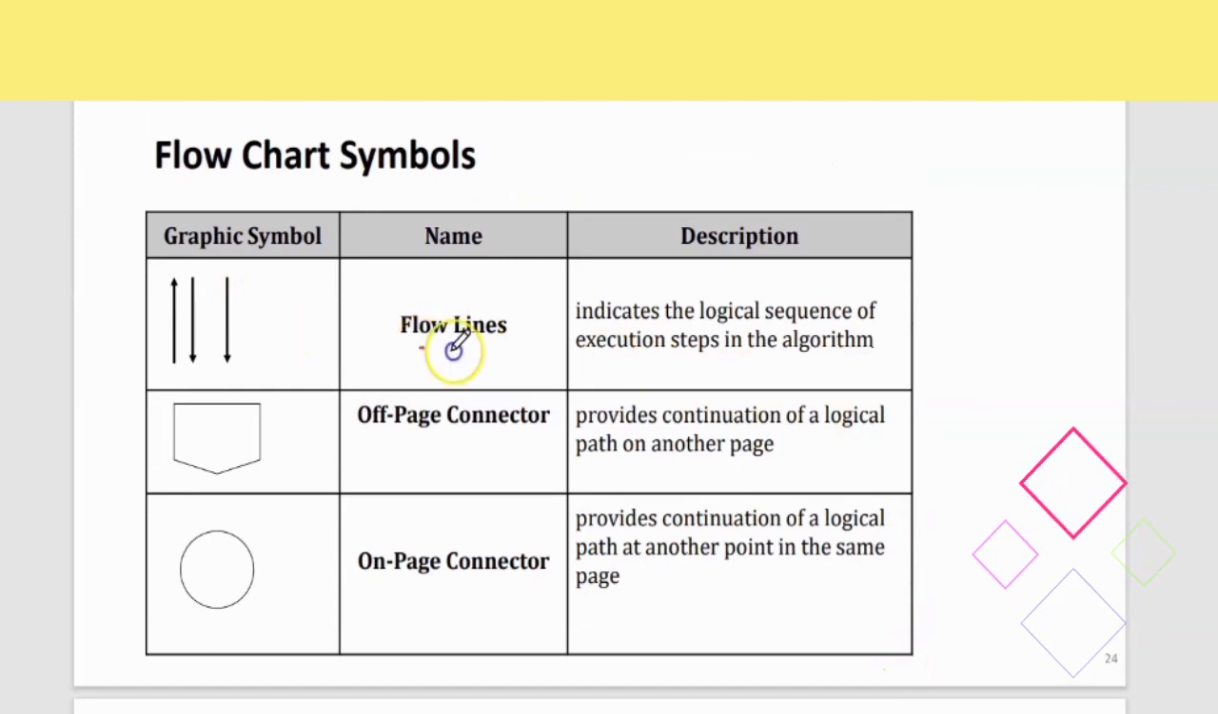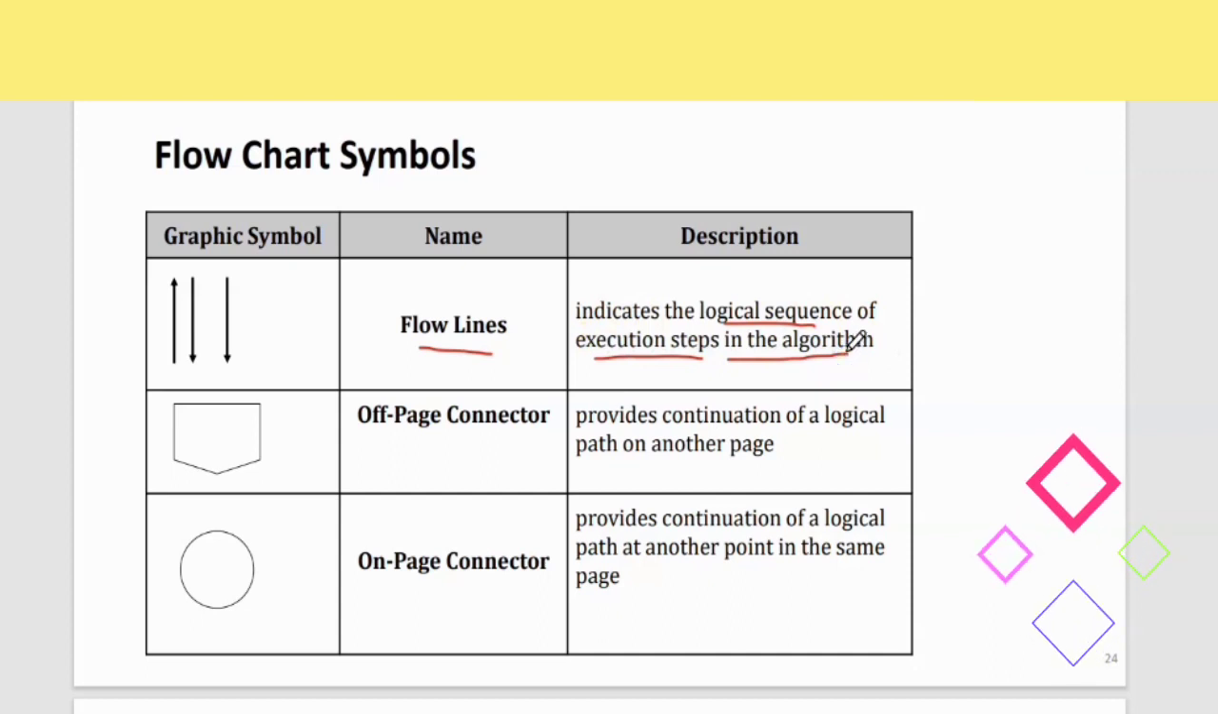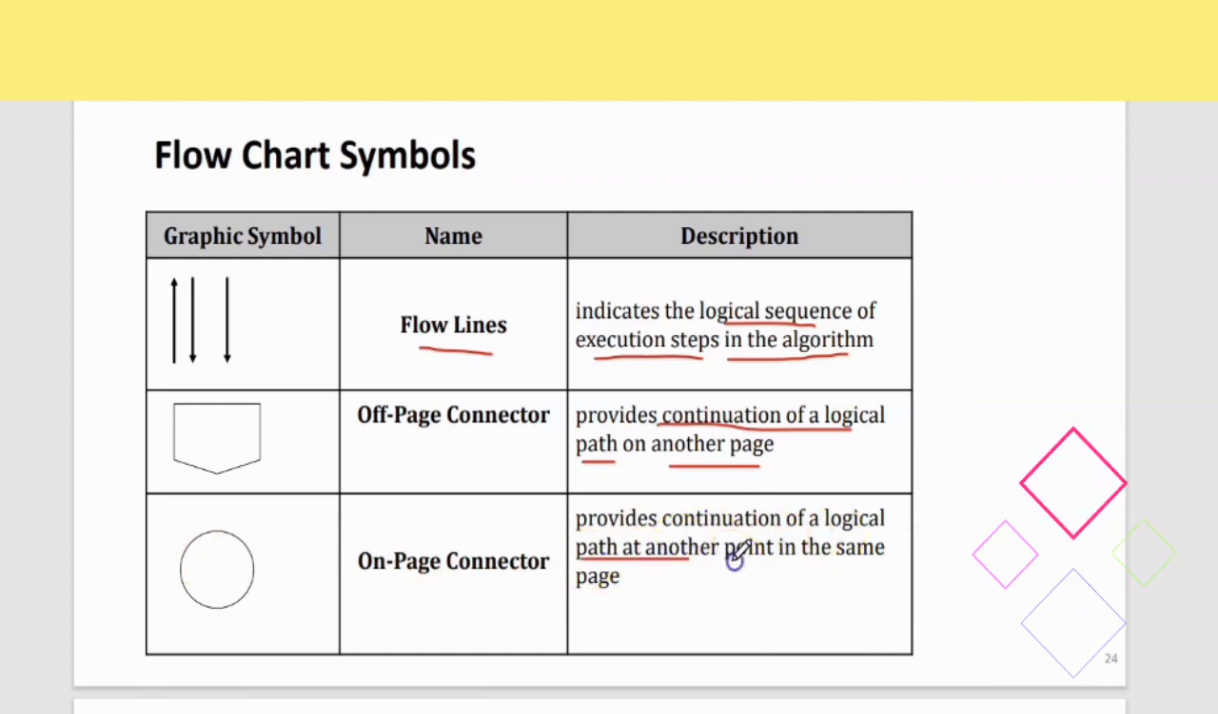This one is flow lines, with an arrowhead, which indicate the logical sequence of execution steps in the algorithm. Next we have the off-page connector, which provides continuation of a logical path on another page. And the last symbol is the on-page connector, which provides continuation of a logical path at another point in the same page.